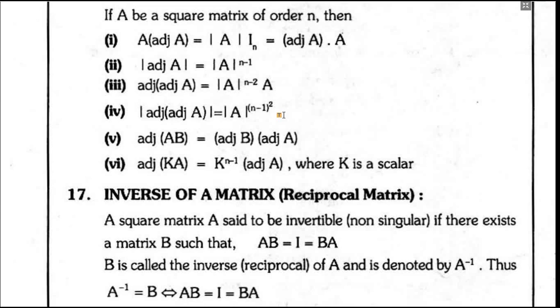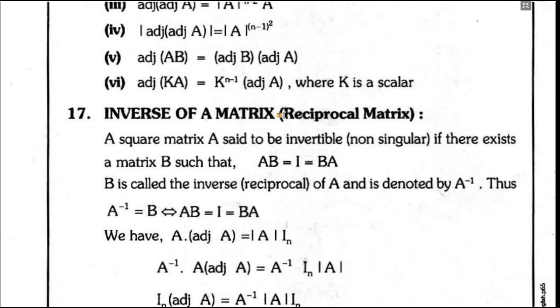Determinant of adjoint A is determinant A to the power n minus 1. Now adjoint of adjoint A is determinant A to the power n minus 2, into A. This is adjoint of adjoint A. Now what is the determinant of adjoint of adjoint A? It's simply determinant of A to the power n minus 1, whole squared, where n is the order of the square matrix.